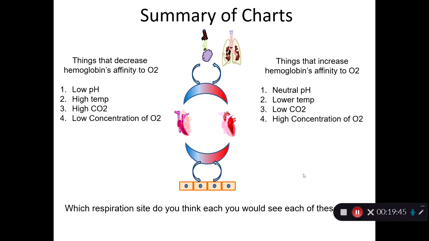Which respiration site, internal or external, do you think you'll see these common factors? This one, because I'm running out of battery, as you've just seen. You can see higher concentrations of CO2, lower levels of O2, and a higher temperature here at internal respiration near the cells, which is a great thing because you want hemoglobin to drop that oxygen into places that it needs it. This neutral pH, lower temperature, lower CO2, and higher concentration of O2 happen here in external respiration. You want hemoglobin to pick that stuff up. You want it to be able to transport it to another place.